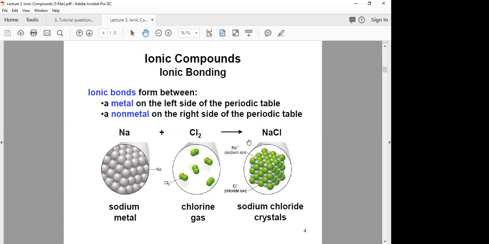But let's look just briefly at what happens here. Before this joining together or bonding occurs, sodium will actually gain a positive charge, a single positive charge, to form what we call the sodium ion, because it's now charged. And an atom of chlorine will gain a single negative charge.